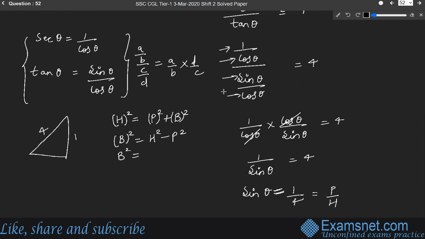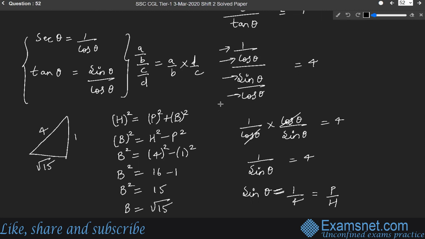So base square will be equal to hypotenuse square. What is the hypotenuse? 4. So 4 square minus perpendicular square. Perpendicular is 1. So 1 square. So b square will be 4 square is 16 minus 1. So b square will be equal to 15. All right. And b, which is the base, will be equal to under root of 15. So the base is under root of 15.